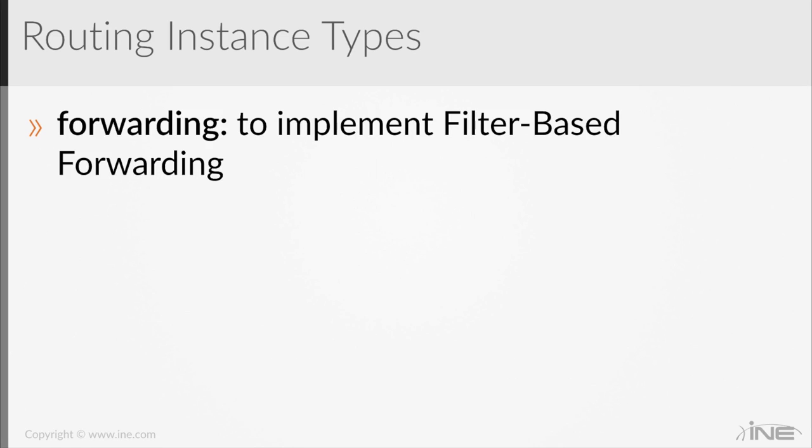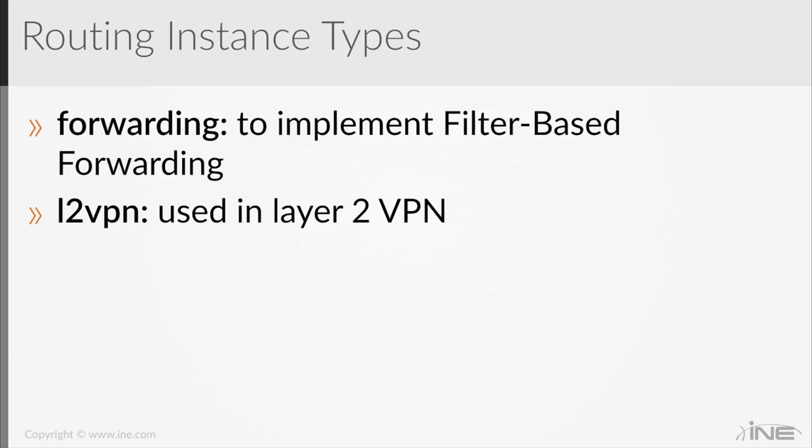So let's talk about the routing instance types. There is one called the forwarding instance. This is used to implement filter-based forwarding. Filter-based forwarding is a way to alter the default routing behavior with the help of firewall filters. In some other environments, it's also known as policy-based routing. The Layer 2 VPN routing instance is used for Layer 2 VPNs, mainly for service provider environments.